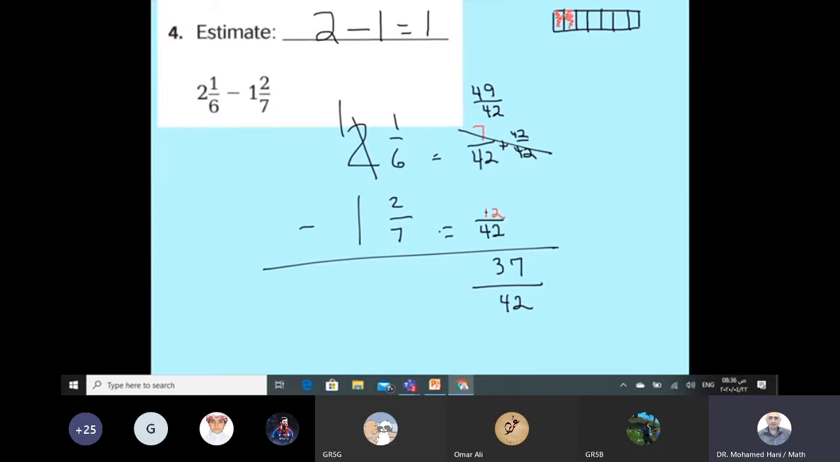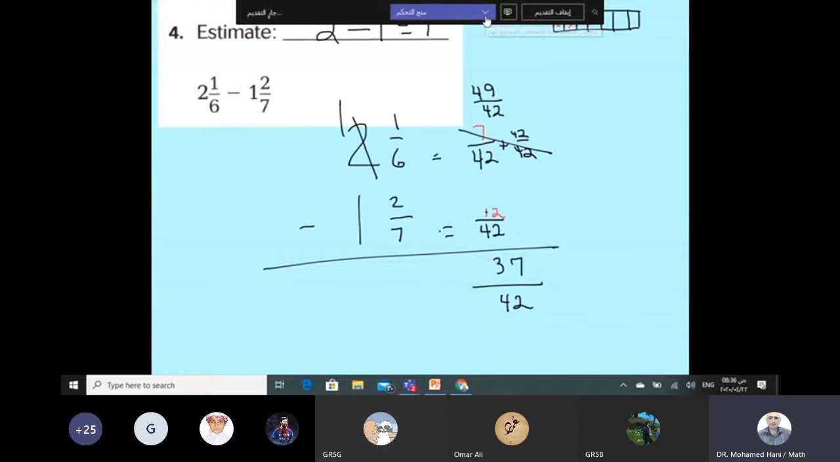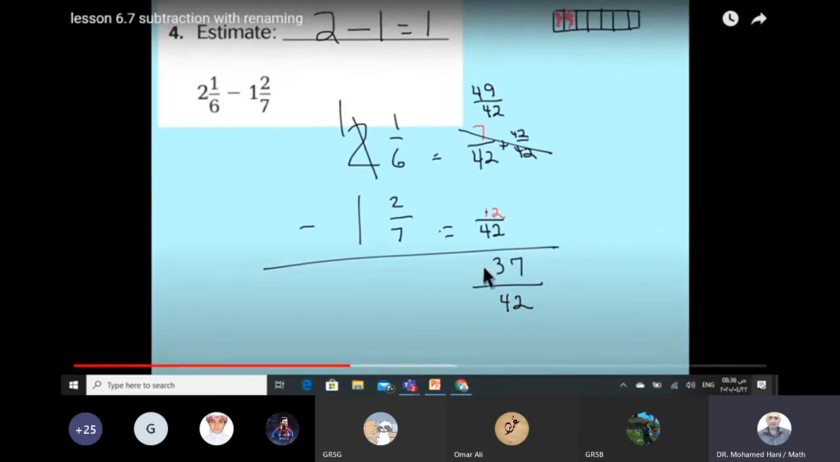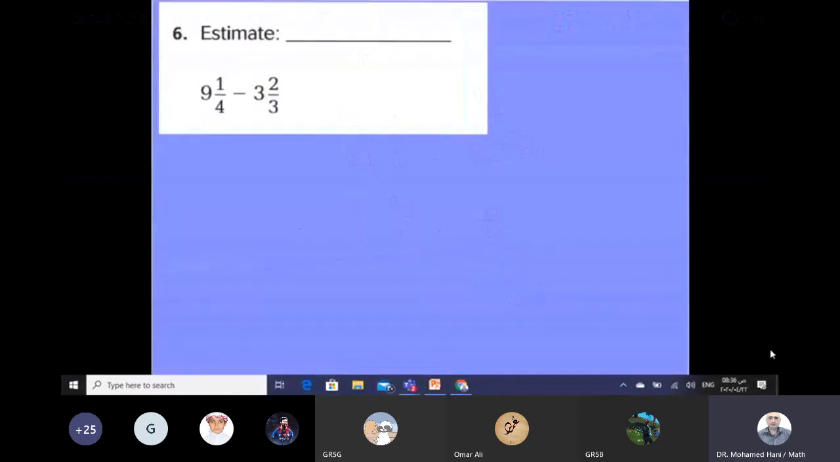Therefore, our answer is almost a whole, like our estimate, because if a whole is cut into 42 parts and 37 is shaded in, that's almost 42. So it's close to a whole. So our estimate is great. And there's our difference.